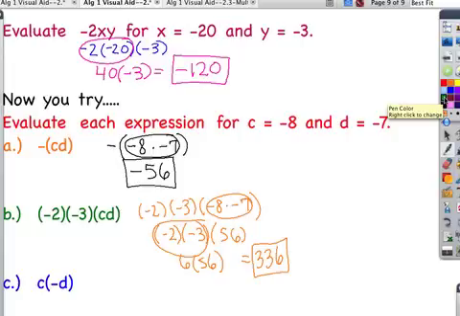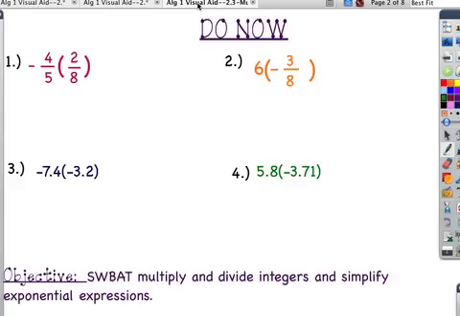And part C, we have -8 times the opposite of d. Since d is -7, the opposite of a negative would be positive. So -8 times +7 is -56. Try these 4 questions on your own. Pause the screen and resume when you're ready.